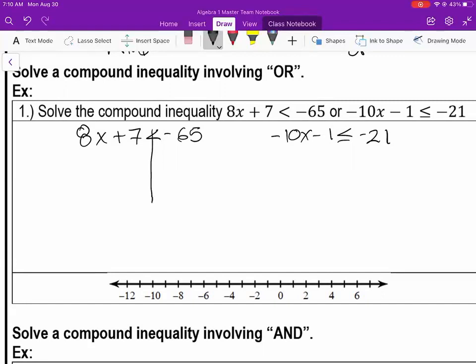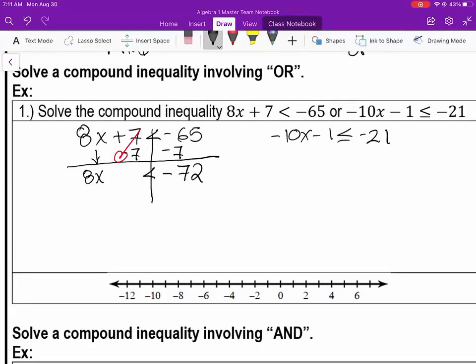Okay. So the first one, super easy, two-step inequality. The first thing I need to get rid of is that 7. So I'm going to minus 7 from both sides. I'm going to create my line and just do the math. First one, we didn't do anything to it, so I'm just going to drop it. 8x. 7 minus 7, that would be 0, so that's gone. And this is less than negative 65 minus 7, which is negative 72.